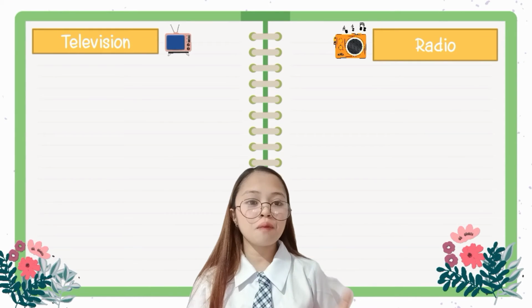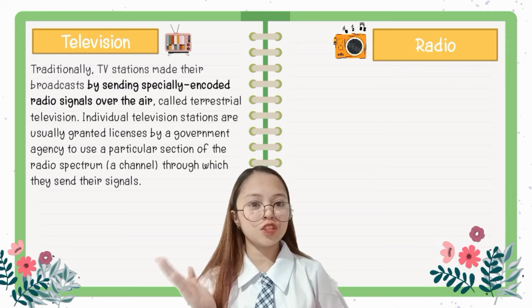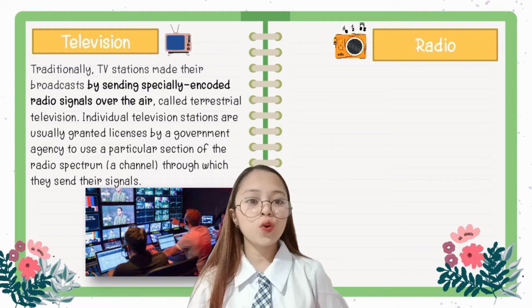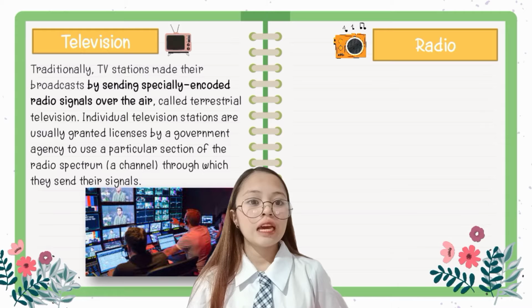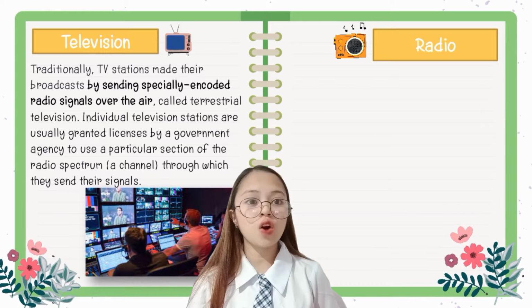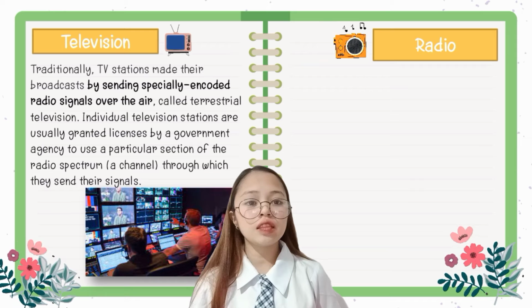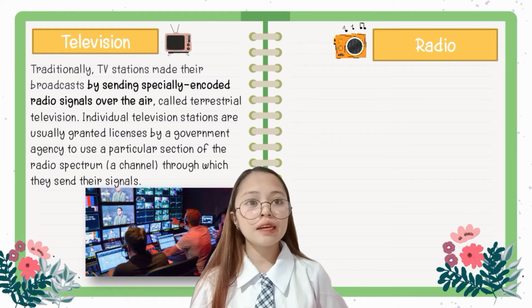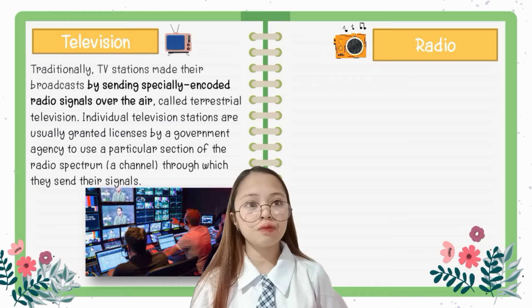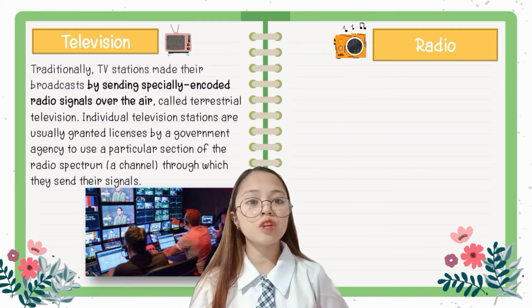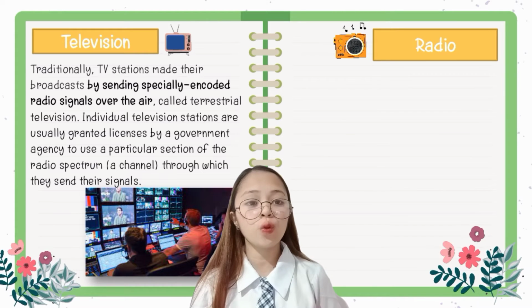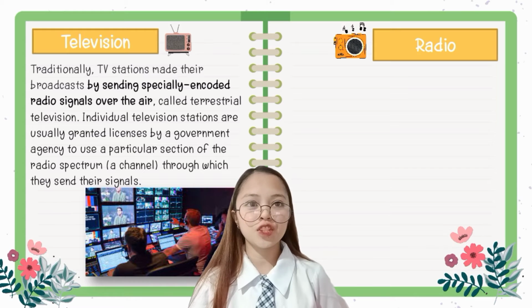Okay, next example we have television. I know that you are familiar with this one because it is the most common type of broadcast media. Traditionally, TV stations made their broadcast by sending specific encoded radio signals over the air called the terrestrial television.